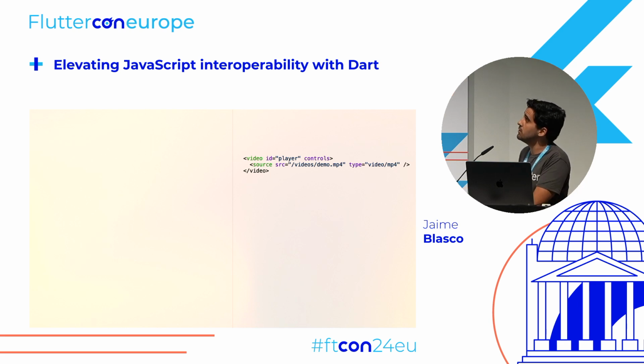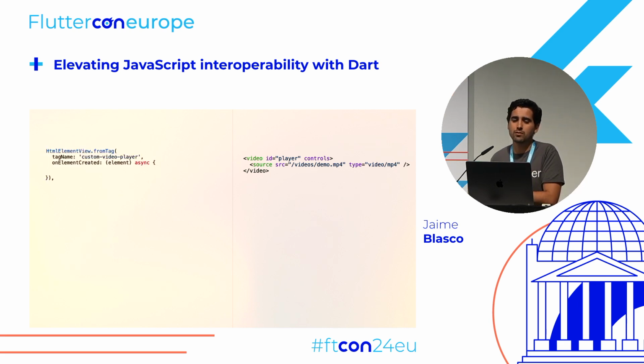I don't know if you ever use it, but it's called HTML view. We are going to use this constructor that allows you to create this HTML view wherever you want in the widget tree using a custom tag name. In this case, we are going to give the tag the name custom video player, and then we have this callback that tells you when this element has been added to the DOM tree of your web app, and gives you a reference of the element here so you can use it.